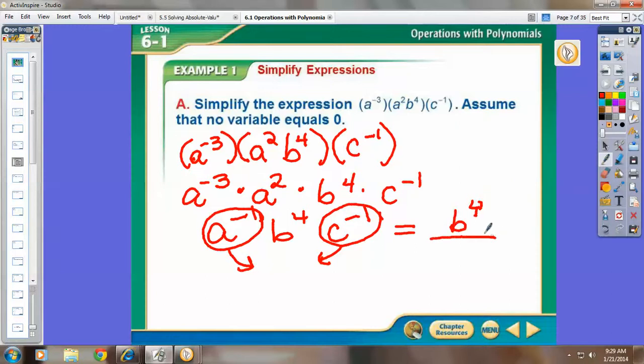So b to the 4th divided by, well, when a comes down, they cross the line, thus change the sign. It's going to be a positive 1. So a to the 1st, or just a. C to the negative 1, when you cross the line, change the sign there. So it's going to be c to the positive 1. So b to the 4th divided by a, c.